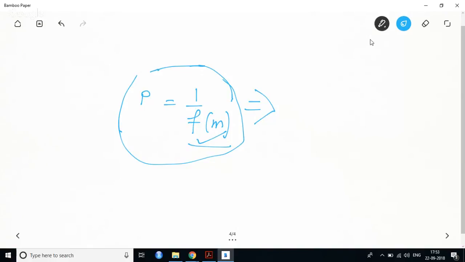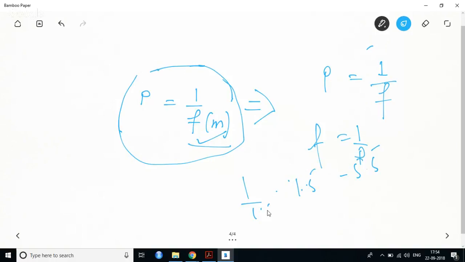Now, if power is equal to 1 by F, then F would be equal to 1 by P, and there are two P's given. One is minus 5.5, so here you keep minus 5.5, or the second P which has been given is 1.5, so you keep 1 divided by 1.5, and you will find the answer. So this is how you have to move ahead in this question.